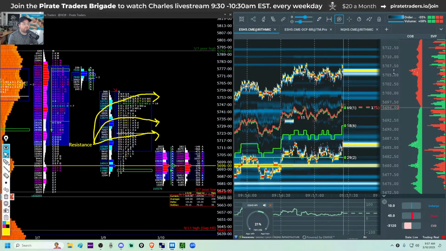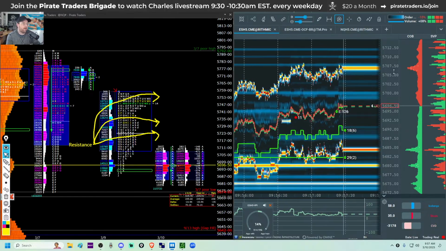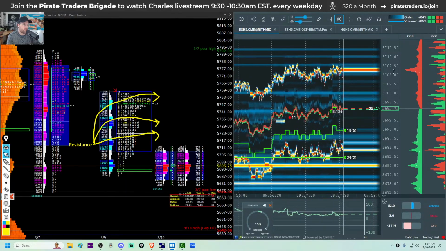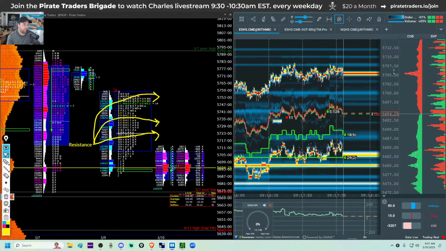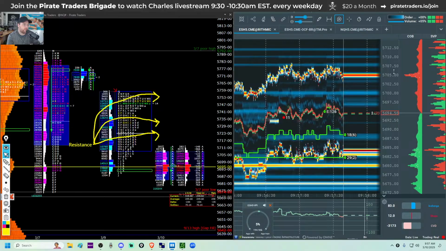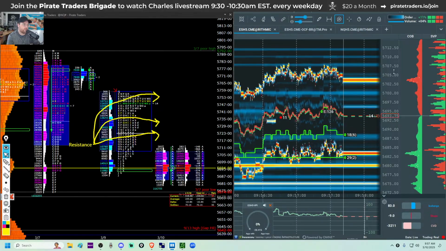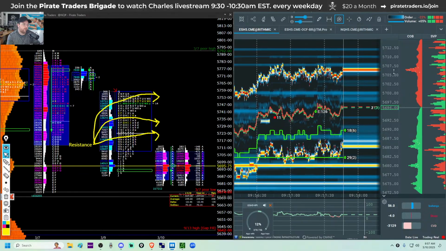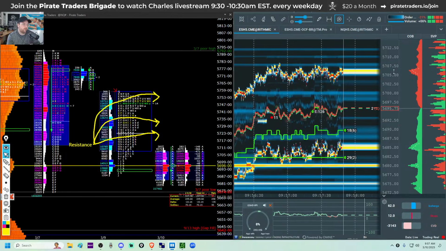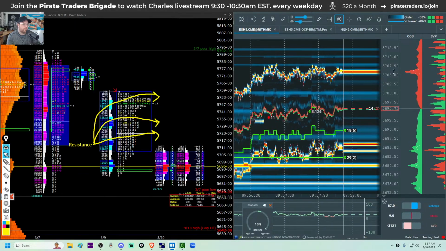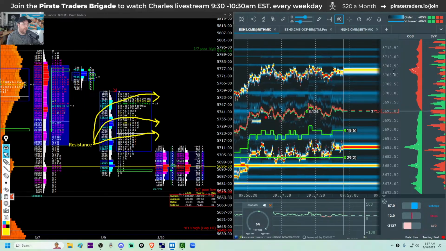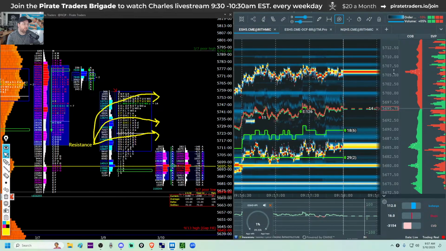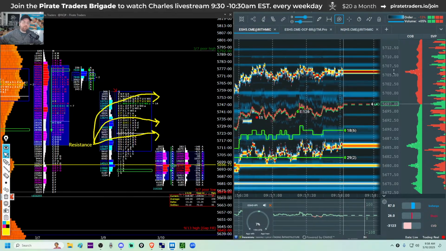Okay, so we're back at halfback. Same as before. Does it become resistance or do we poke right through? Do a little chop. Squeeze a few trades. Move up and down. Move up and down.